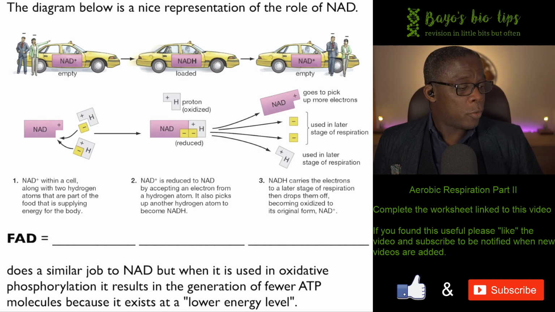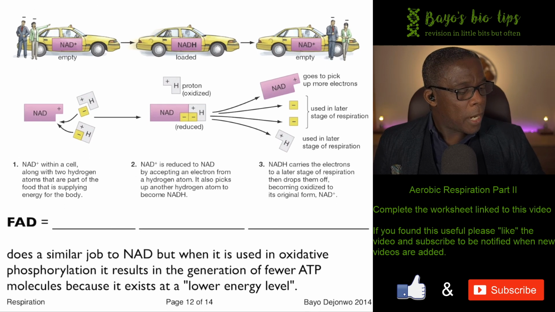And now those electrons and protons can then be used in oxidative phosphorylation and chemiosmosis. So the whole point of NAD is to pick up electrons and protons to enable oxidative phosphorylation and chemiosmosis to occur. So we talked about NAD, now let's talk about FAD.